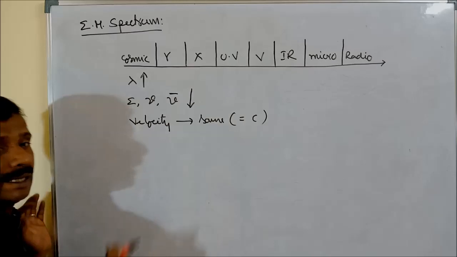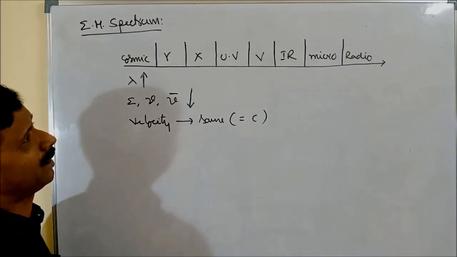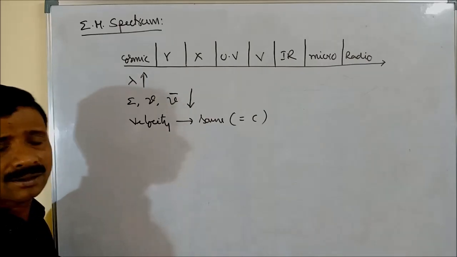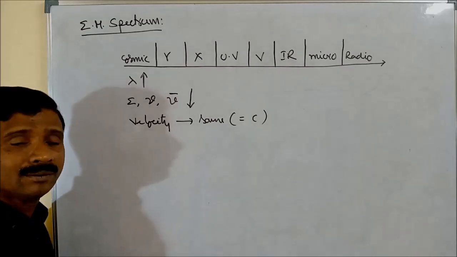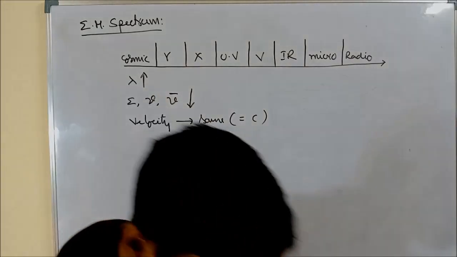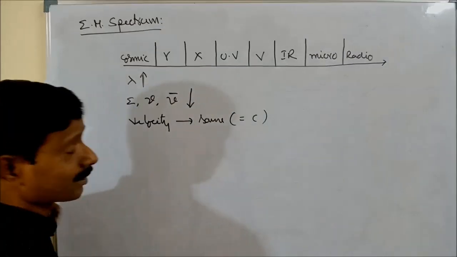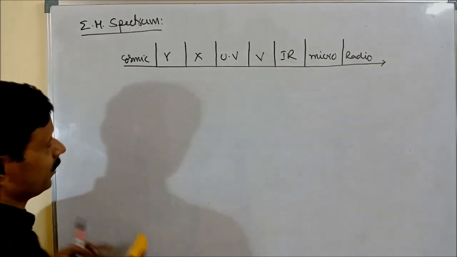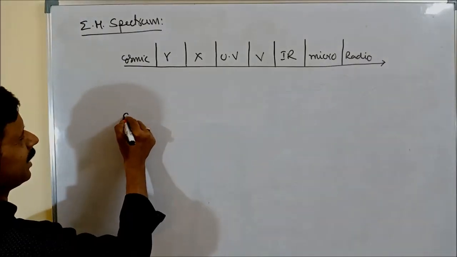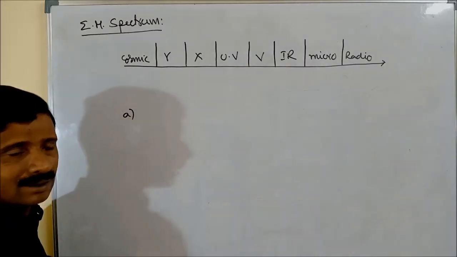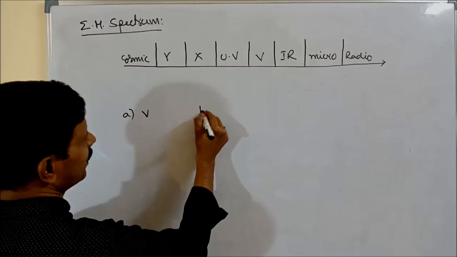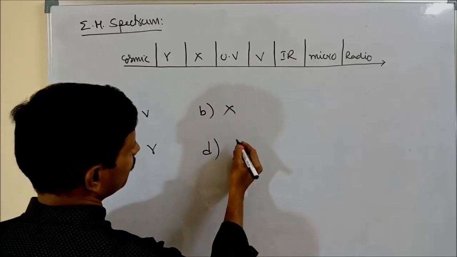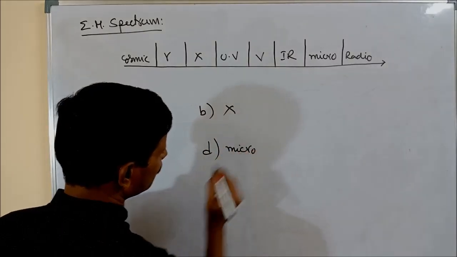If you have this idea, then these are the simple questions we expect on this concept. Generally they will give 4 radiations, and among them we have to identify either the increasing order or decreasing order of wavelength in a specific order. For example, here we have 4 radiations given as options: visible, X-rays, gamma rays, and microwaves. So these are the options.